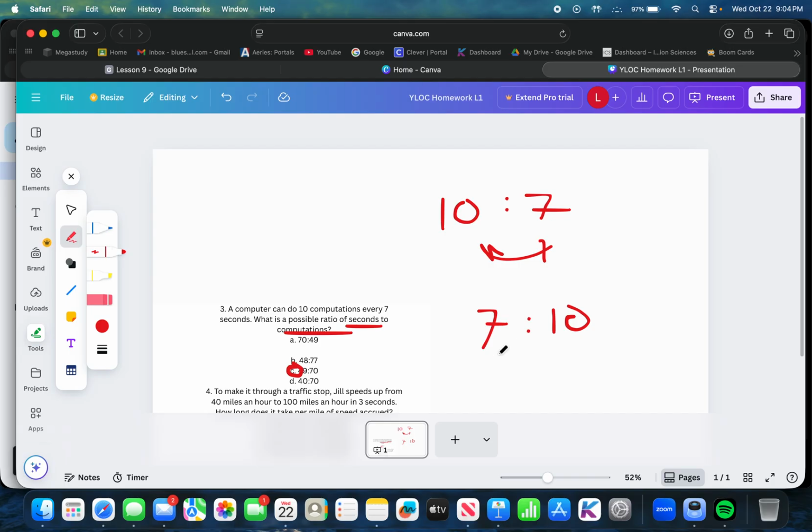What we can do here is multiply by 7 on both sides. If you multiply by 7 on both sides, we get 49 to 70. C.